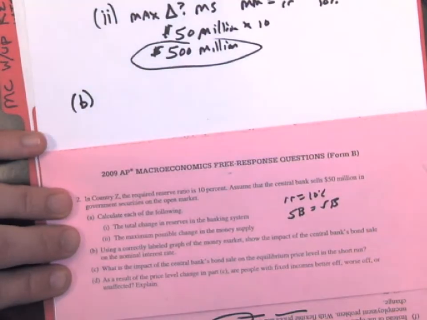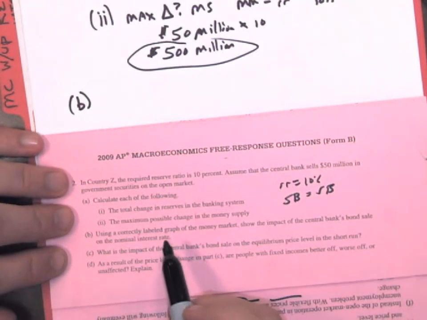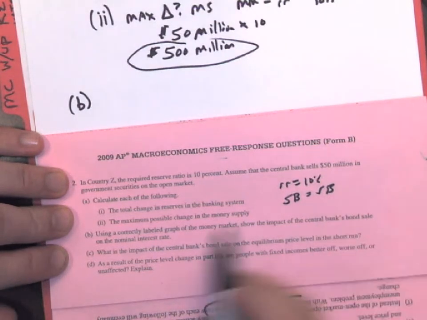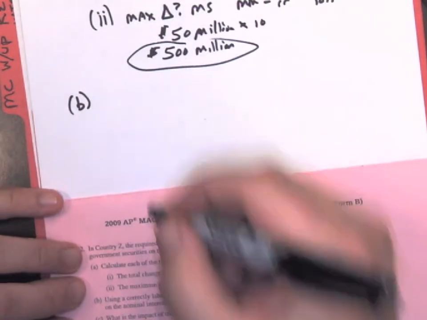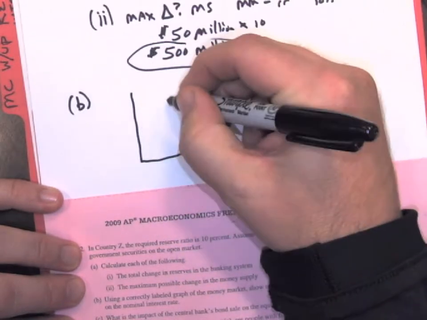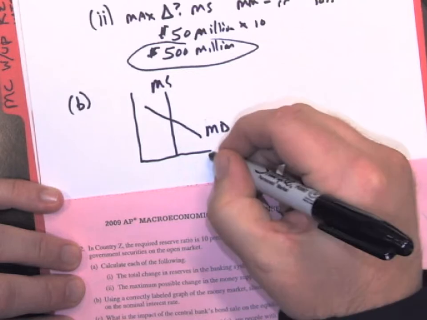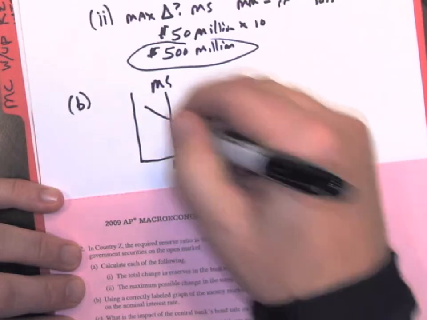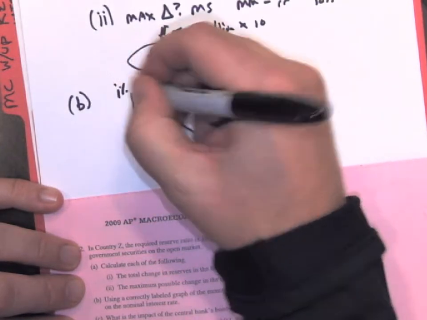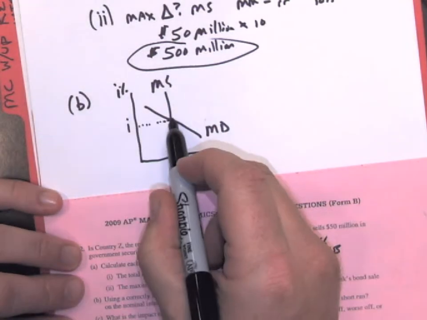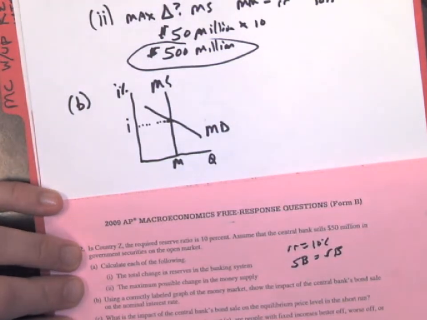They're going to want us to graph this. So, using a correctly labeled graph of the money market, show the impact of the central bank's bond sale on the nominal interest rate. So we're going to draw our graph. We have our money supply, we have our money demand, our quantity of money, and our nominal interest rate, and our interest rate at that level of money demand and money supply.